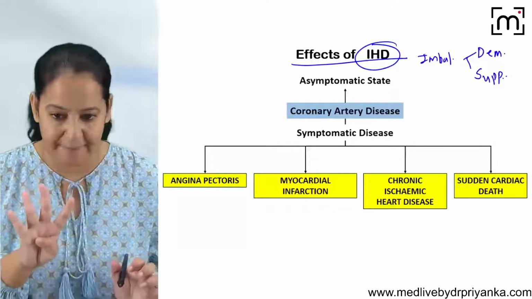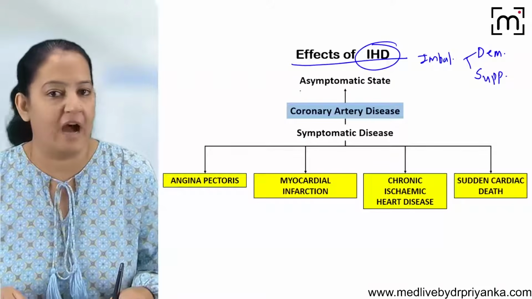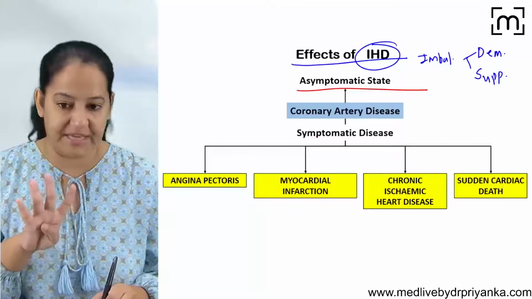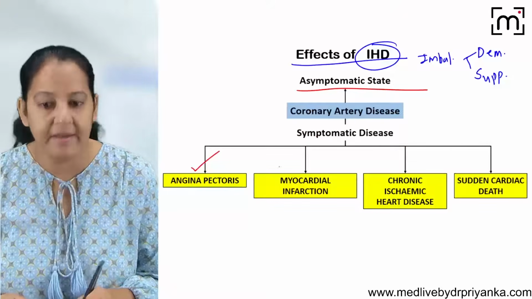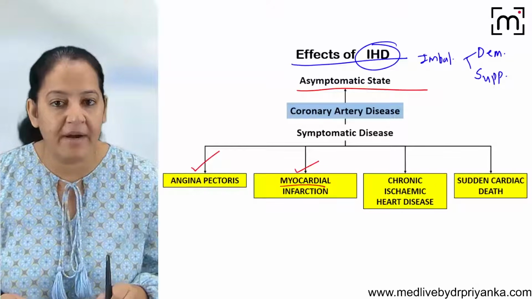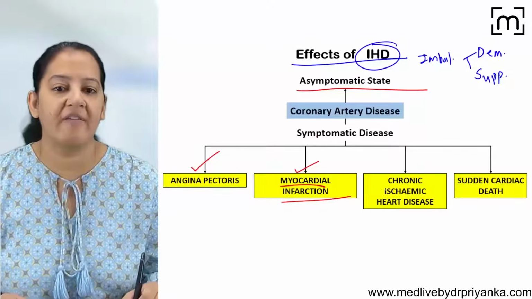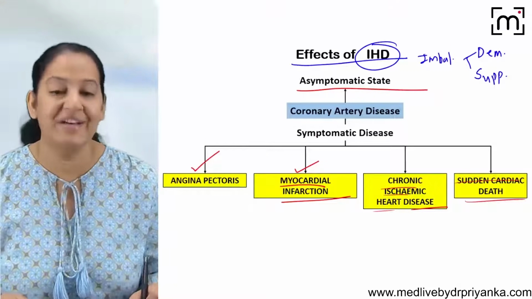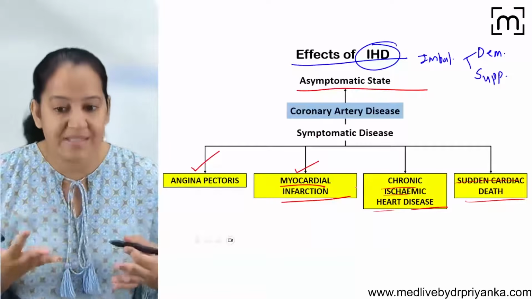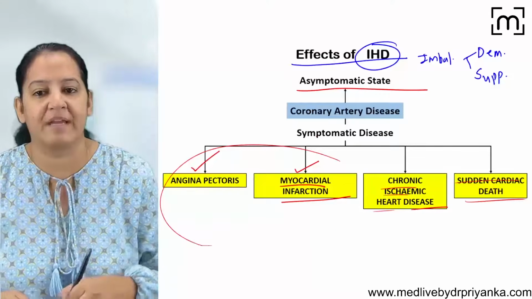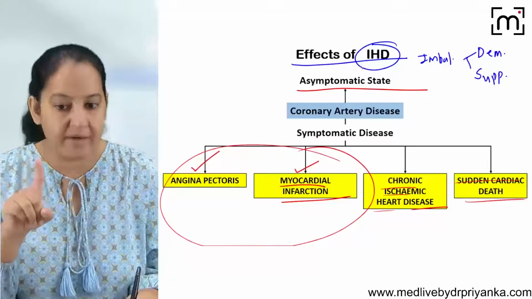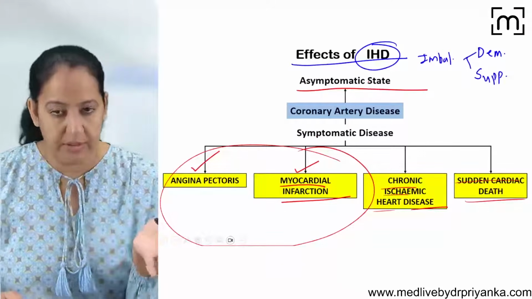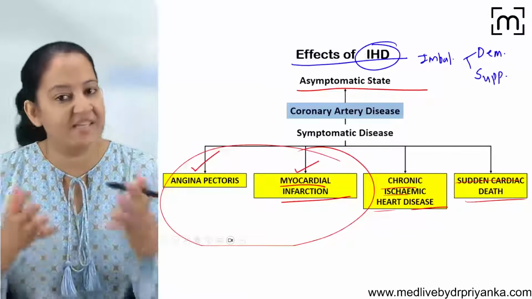So 4 things can happen. If the coronary gets obstructed, either the patient may be asymptomatic, but if the patient is symptomatic, 4 conditions can be there. The person can have angina, the person can have MI, myocardial infarction, or the person can have chronic ischemic heart disease, or it can be sudden cardiac death. Basically, ischemic heart disease or coronary artery disease is the umbrella term. It can lead to any of the 4, depending from patient to patient.